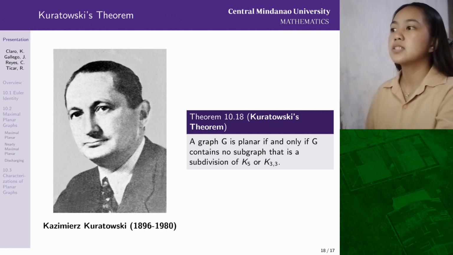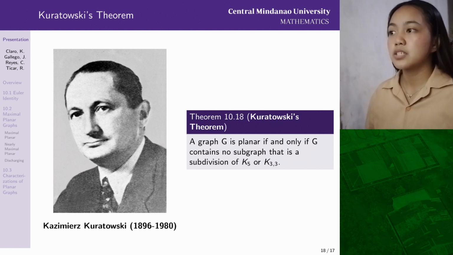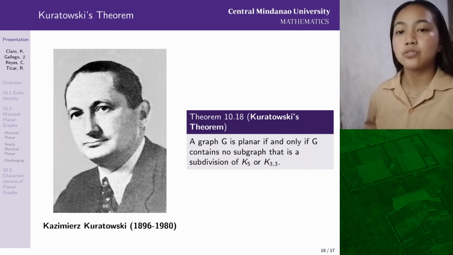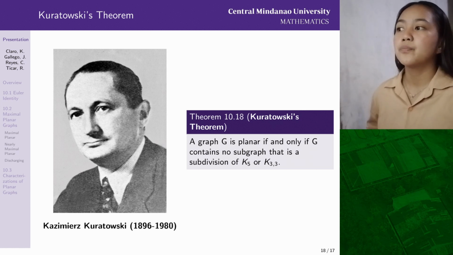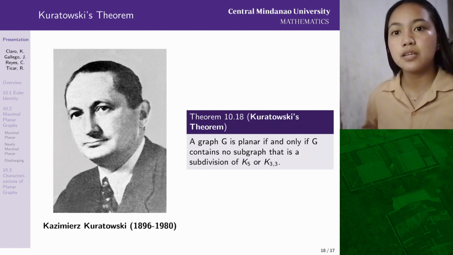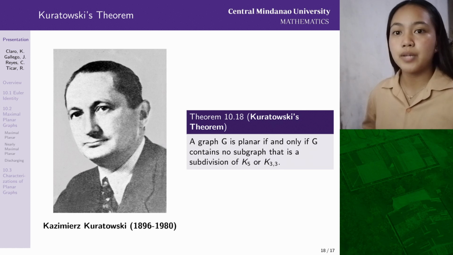So next is i-assume nato nga atong G does not contain a subdivision of K5 or K sub 33. So, kailangan natin i-prove na itong G is planar. So, suppose atong G kay non-planar. So, by Kuratowski's characterization, G must contain a subdivision of K5 or K sub 33 which is a contradiction. So, meaning itong G is planar.